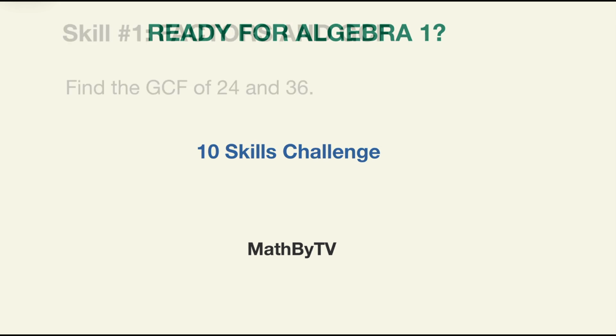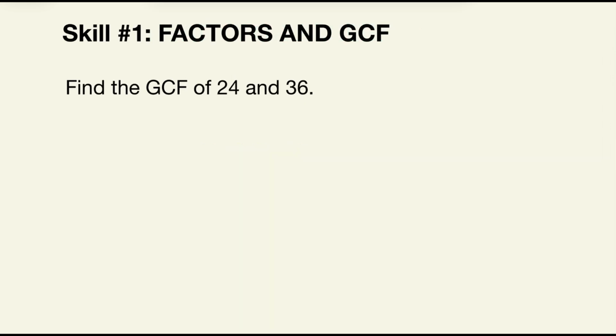With that, let's begin. Skill number 1, Factors and GCF. Find the GCF of 24 and 36. Pause the video and try it on your own first. Remember, GCF stands for greatest common factor, so we're looking for the largest factor that both numbers share.